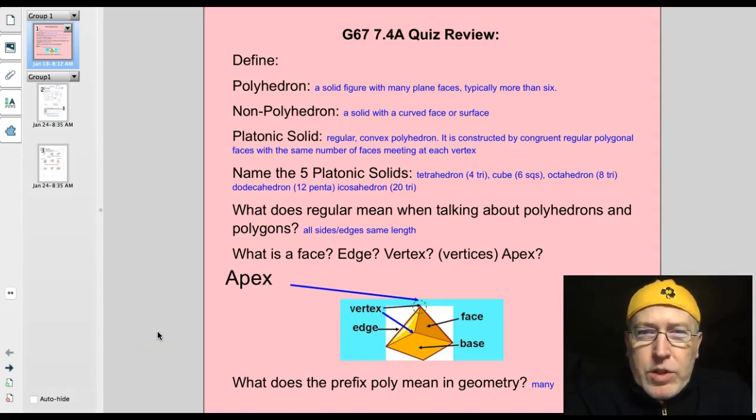Hey folks, this is G67 7.4a vocabulary and quiz review. There's 8 questions on the test, lots of vocabulary. Let's start talking about them.